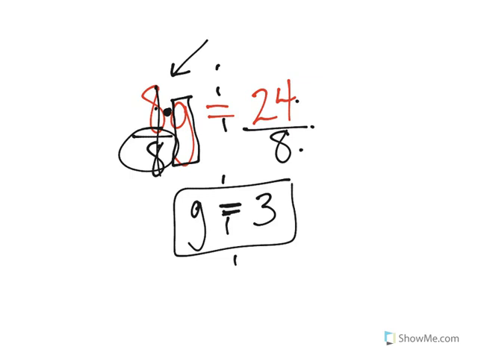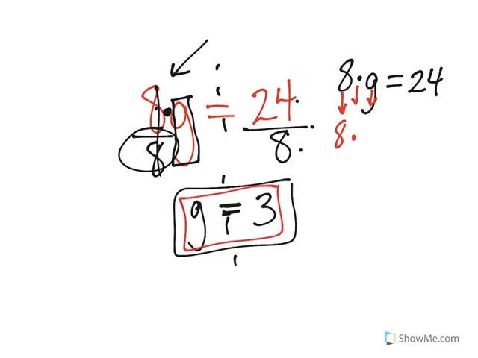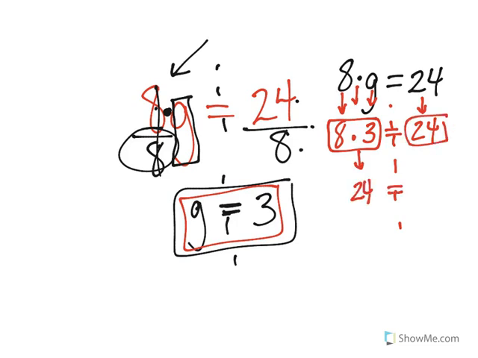You just solved it, but I'm going to check it. The original problem said 8 times g equals 24. All right, so I'm going to bring down the 8, the times, but instead of g, you just told me it's 3. So I'm going to put 3. Well, let's see if this is true. I'm going to separate my rooms. On this side of the room, I have 8 times 3, which is 24. And in this room, I have 24. Are they equivalent? Yes, they are.